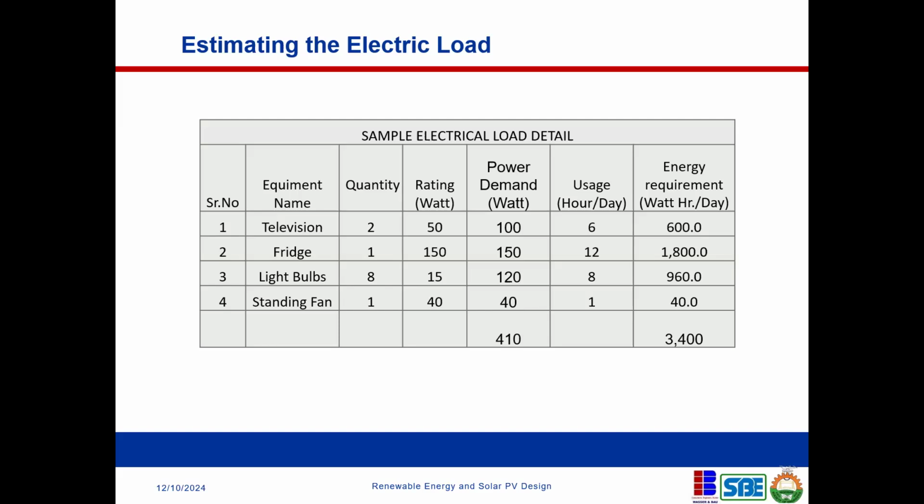And then for the refrigerators, it's going to run for 12 hours, light bulb 8 hours, standing fan just 1 hour. So we have this basic variable, very basic input. You can then calculate their energy requirement. Energy requirement is power times time.